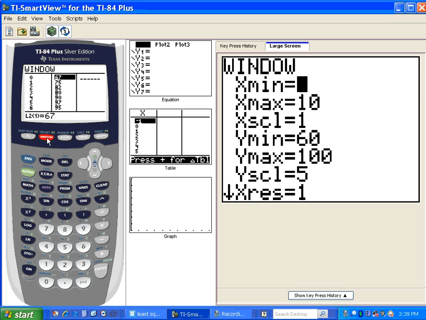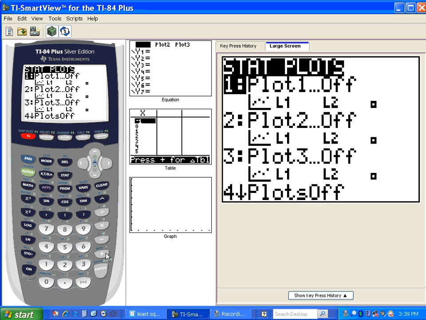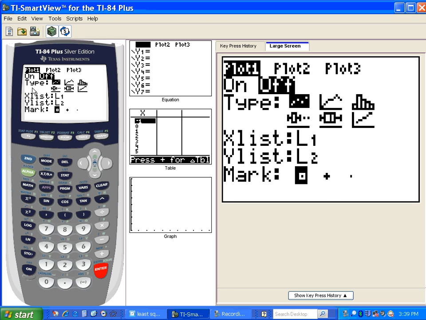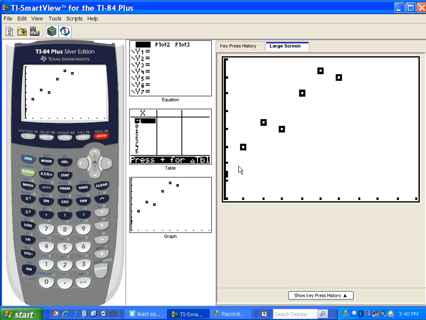If we adjust our window first, our data went from 0 to 6, so going from 0 to 10 by 1s makes sense, and our data went from 67 to 95, so going from 60 to 100 by 5 makes sense. Then we want to turn our scatter plot on, so I'm going to turn on plot 1. Make sure it's on the on and hit enter, and just confirm that it's on the scatter plot and then it's list 1 and list 2. So if we look at our graph, there it is. Looks like a strong positive relationship.